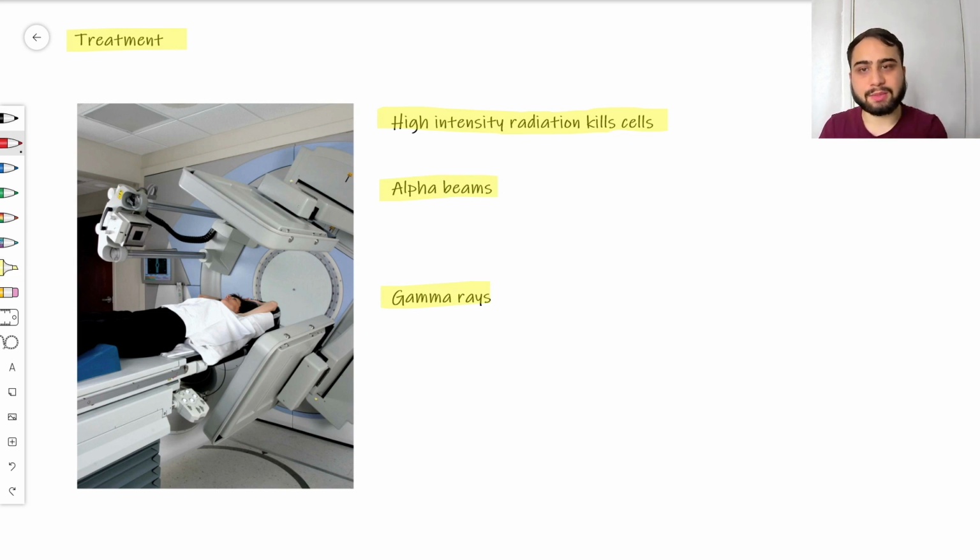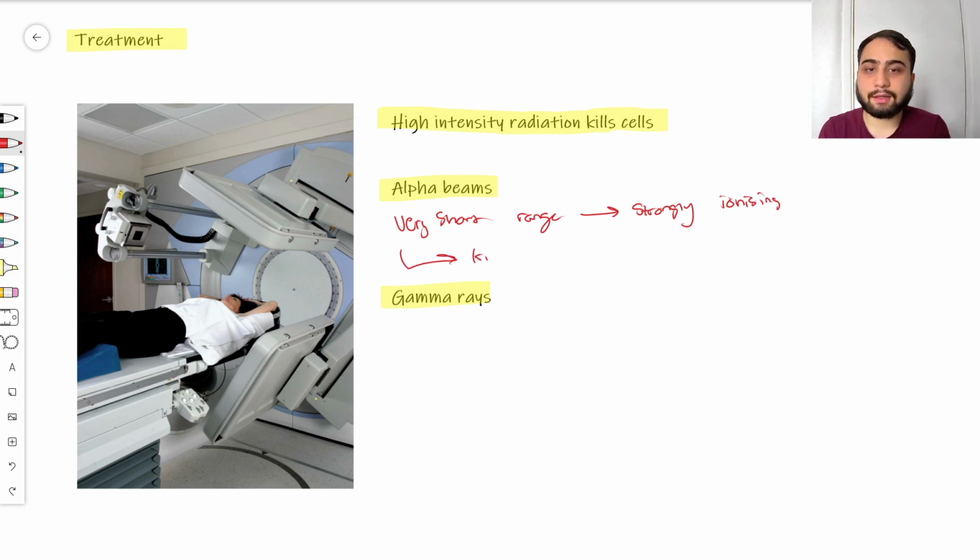So let's have a look at alpha beams first. So again, alpha has a very short range, but it's strongly ionizing, so it can kill cancers on the outside of the body. So this could be, say you had a lump, an alpha beam could be used to kill whatever cells are present in that lump, and then that would be surgically removed. Okay, so that's when alpha beams are used, when the cancer is on the outside of the body.